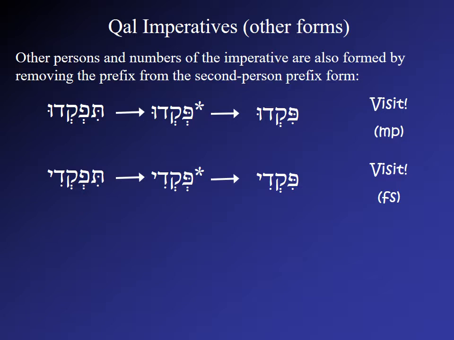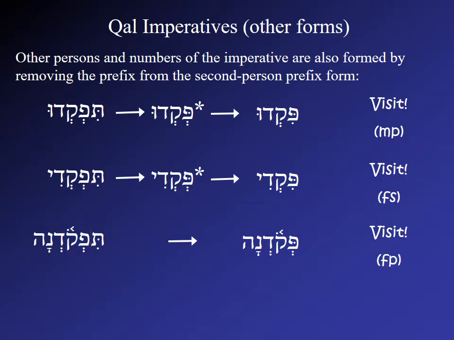And if we want to look at the feminine plural, then we take our prefix form, tifkodna, take our prefix, remove it, gives us pkodna. Here we have a vocal shwa in the first syllable, so there's nothing about this form that needs to be resolved. So pkodna, retaining our o-class vowel. This means visit, you women.